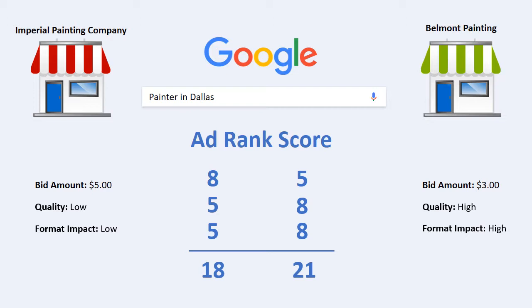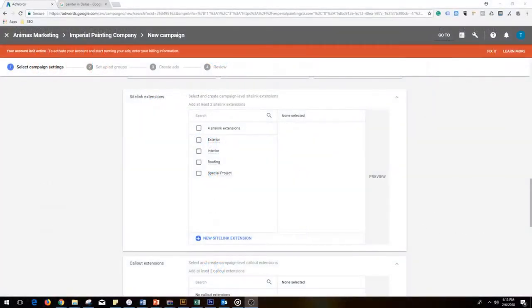With a low enough ad rank, an ad will not be shown for selected keywords. If the ad rank is sufficient, it could be placed in a lower position or even at the bottom of the search engine results. Let's look at how Imperial Painting could have improved their ad site extensions. Back at the Google AdWords platform, they decide to add some site extensions at the campaign level.